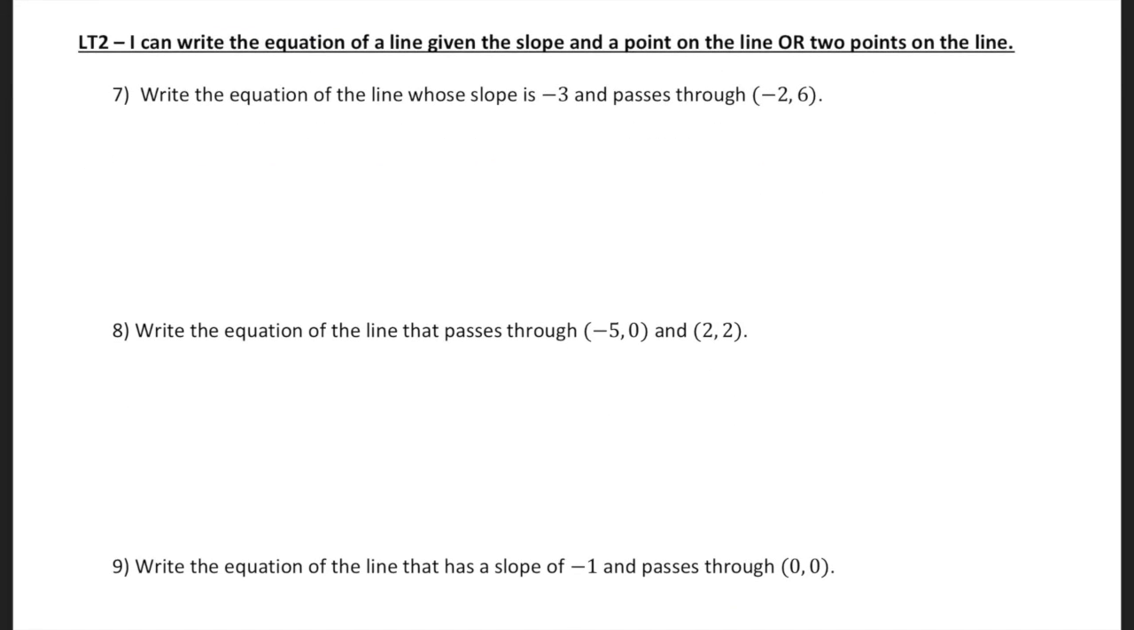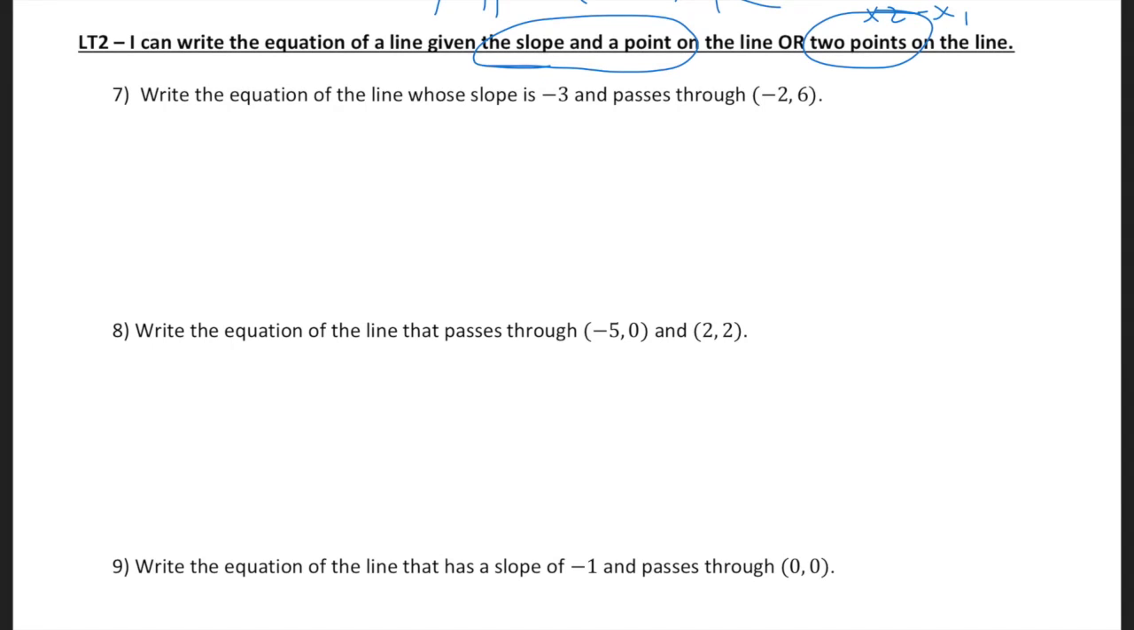Moving to target 2, I can write the equation of a line given the slope and a point on the line, or 2 points on the line. If you have the slope and a point, you're going to use the point slope formula, which we just used. If you're given 2 points, you're going to find the slope first, and then you're going to use the slope in the point slope formula. So it's a lot of work, but it's pretty easy math.